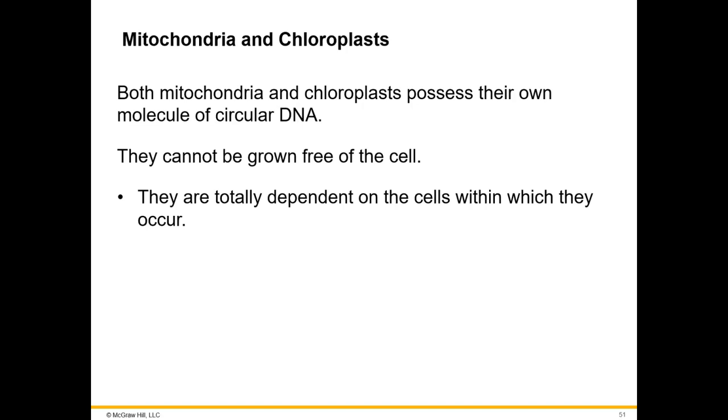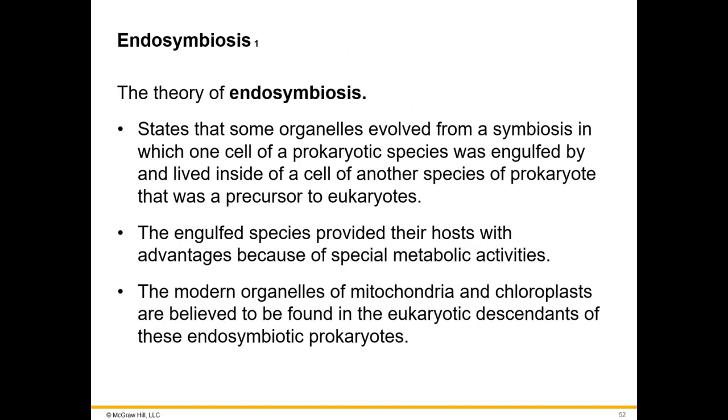Both mitochondria and chloroplasts possess their own molecule of circular DNA, and neither of them can be grown outside of the cell. They are totally dependent on the cell within which they occur. So just because they have their own circular DNA, that does not mean they're a cell within a cell, because they cannot function without everything else inside the cell. And this is what led to the theory of endosymbiosis.